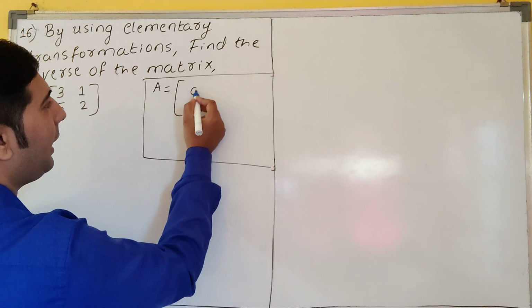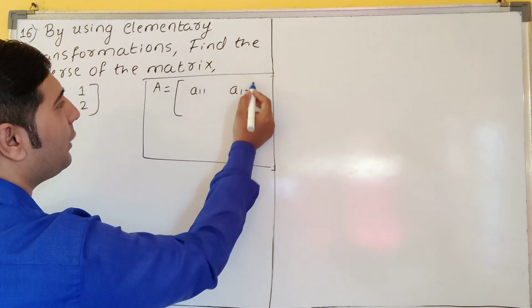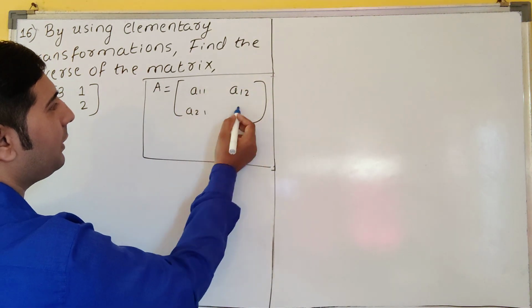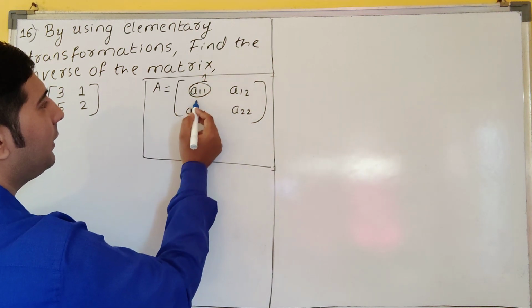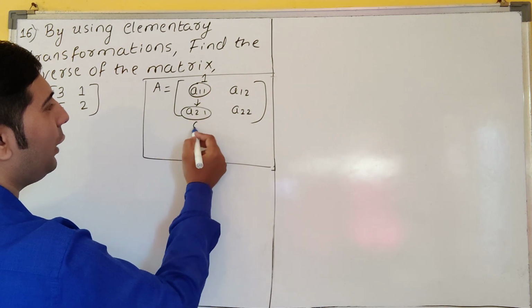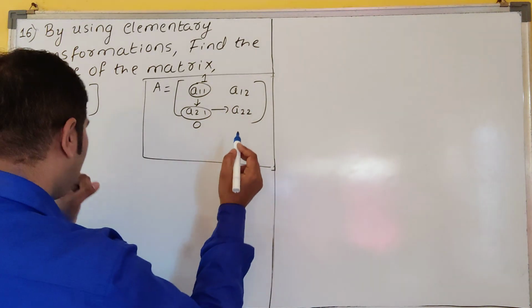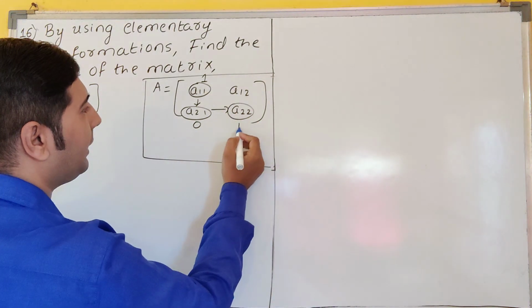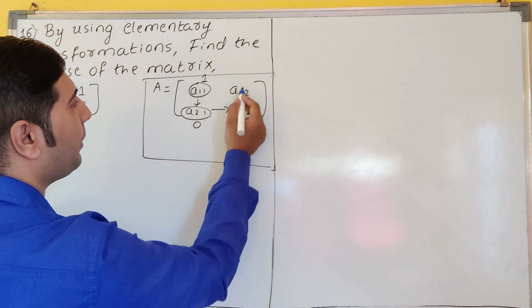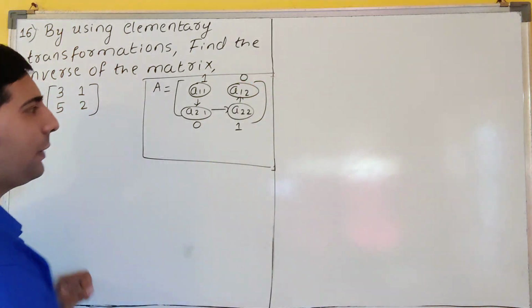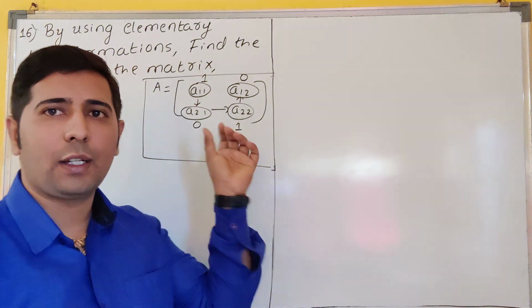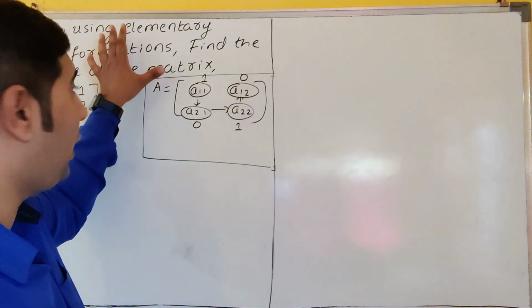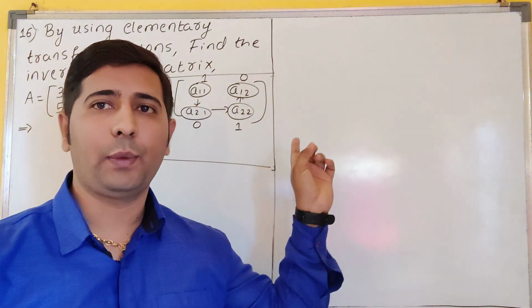So now see A11, A12, A21, A22. So first you have to make this as 1. Next you have to make this as 0. So next you have to make this as 1. And this you have to make it as 0, dear students. Clear? So now by using a shortcut we can solve the elementary transformation and we can find A inverse.